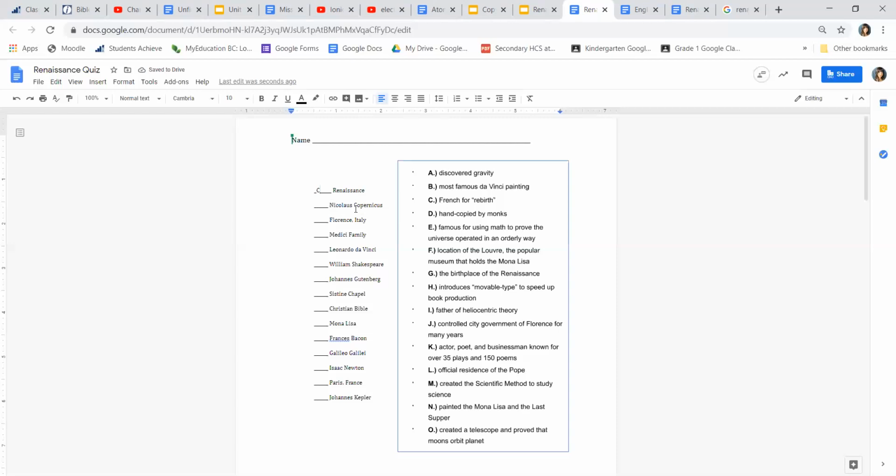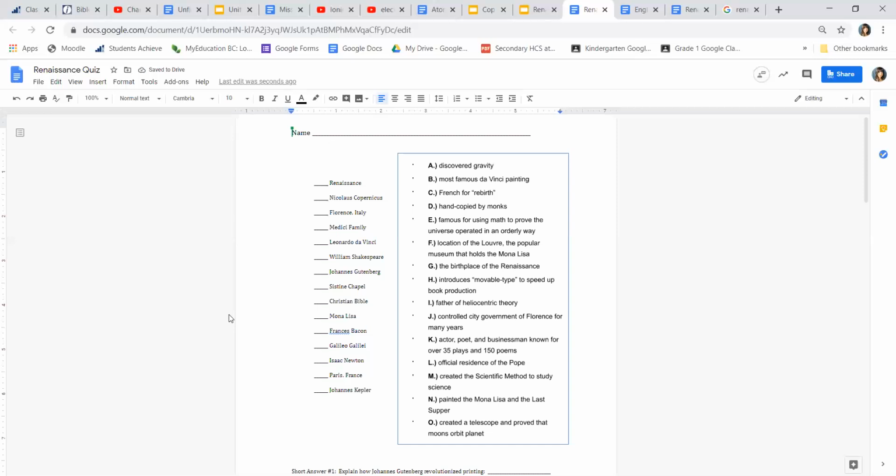So then you look at Nicholas Copernicus, and that would most likely be in your notes from the last 2 lessons, that PowerPoint. You can take a look through there, find the answer, and search here to see which one is correct and put the letter of the correct answer next to it. So that's for that part.